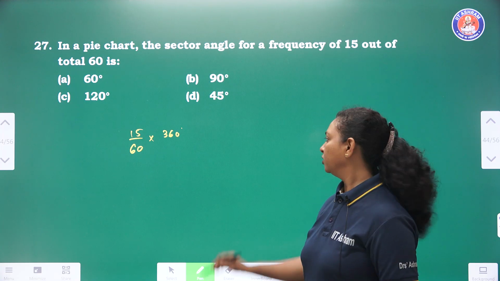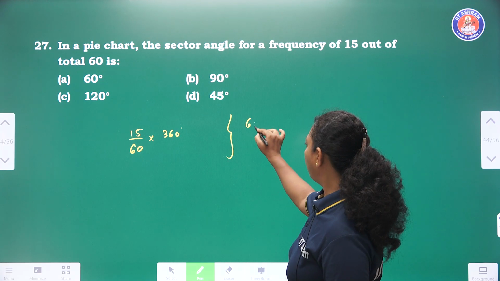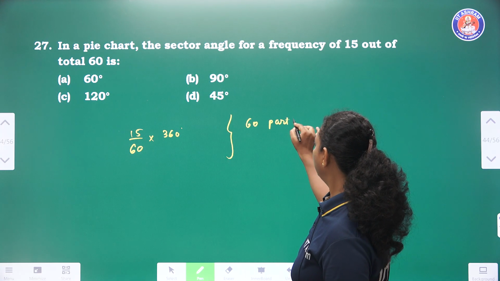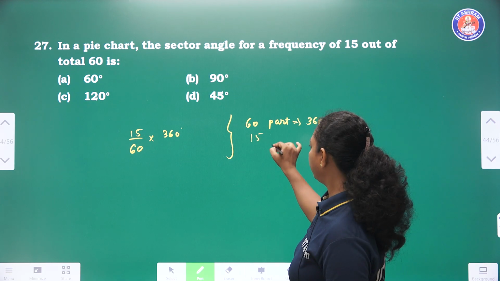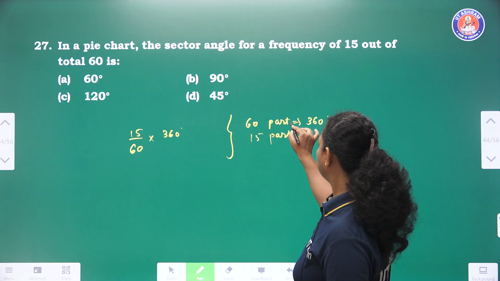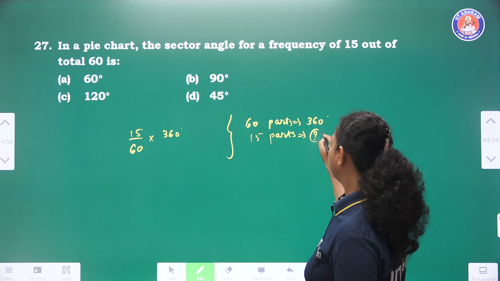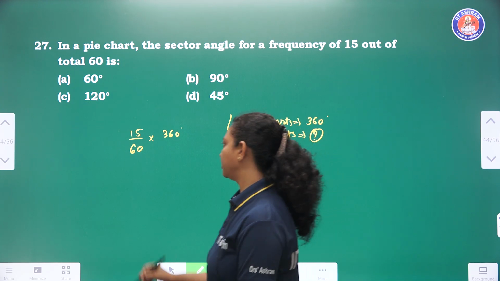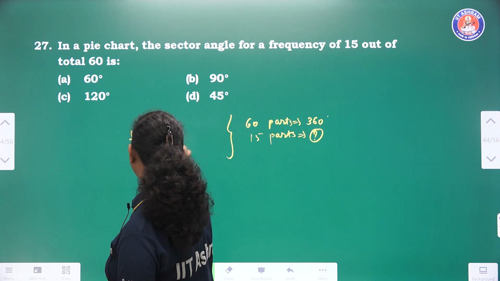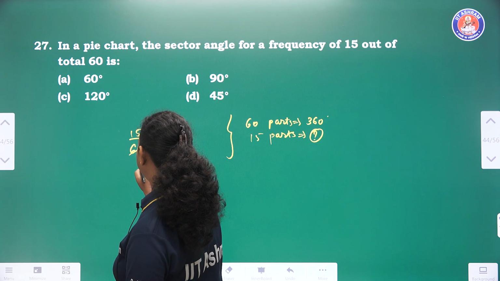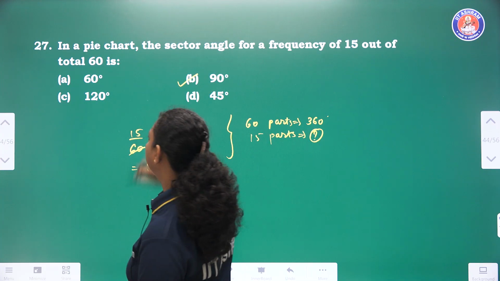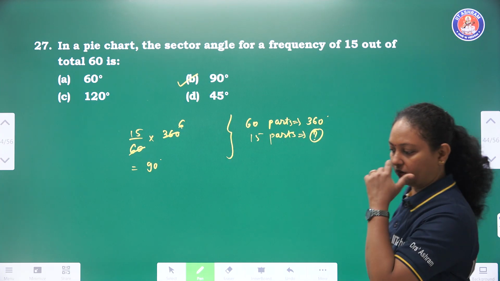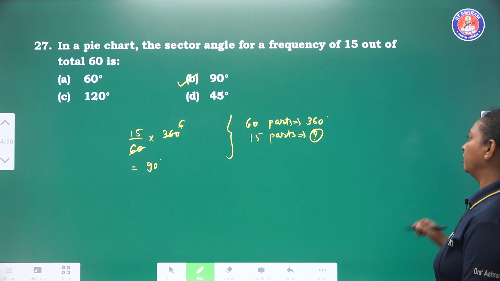भाई ऐसा क्यों? तो simple सा logic है. All the 60 parts are equal to 360 degrees, the complete circle. Then 15 parts is equal to what? So it's so simple, 15 by 60 into 360. So when we divide, it is 6, and 15 sixes are what? 90 degrees. So what is your answer? 90 degrees. The 90 degrees will be the central angle or the sector angle.